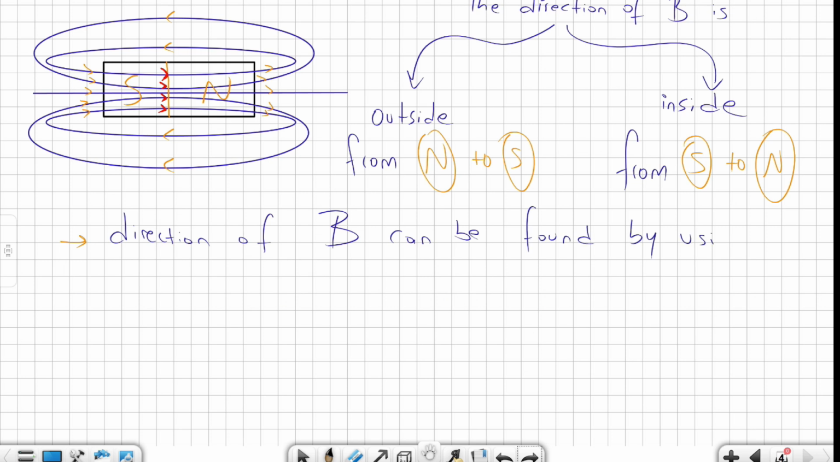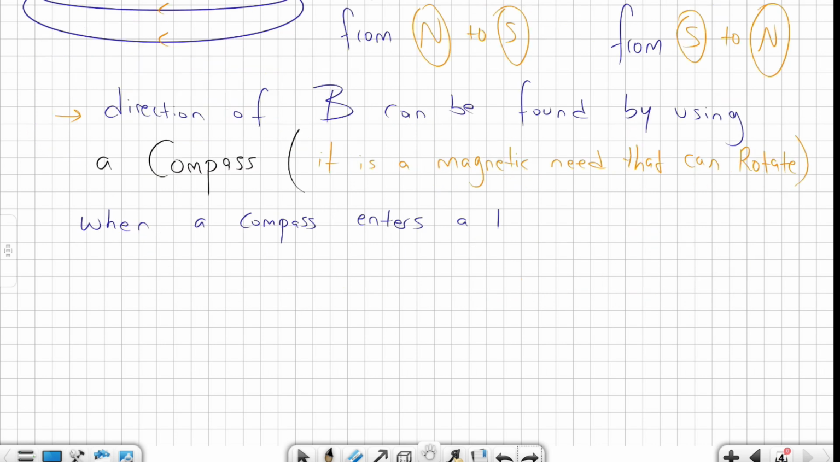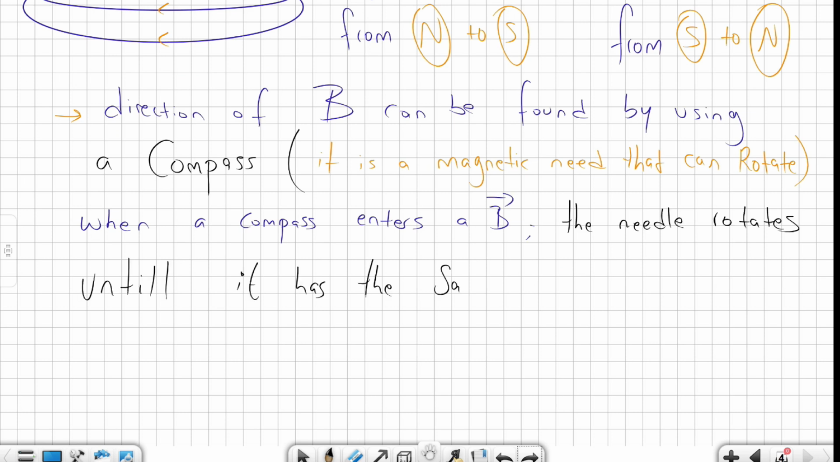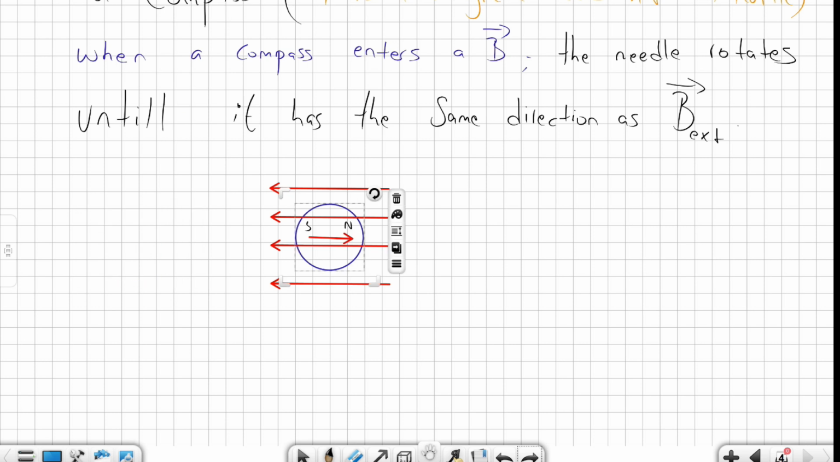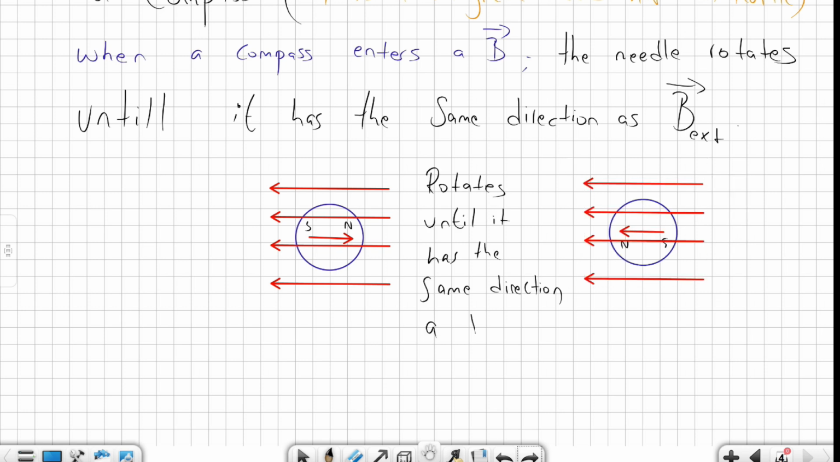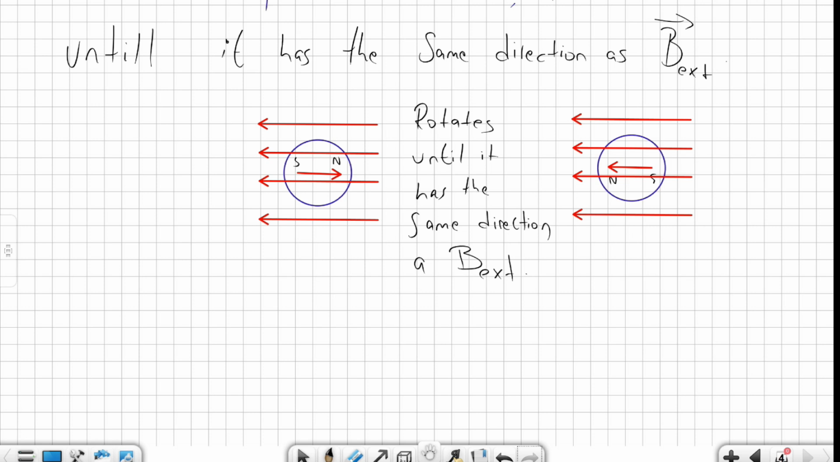The direction of the magnetic field can be found by using a compass. A compass is a magnetic needle which has a North and South Pole and can rotate. When we put this compass into a magnetic field, the needle will rotate until it has the same direction as the external magnetic field. Let's have a compass and an external magnetic field. Let us put this compass into this field. As you see, the direction of the magnetic field of the compass and the external field are not the same. The needle will rotate until it has the same direction as the external field.